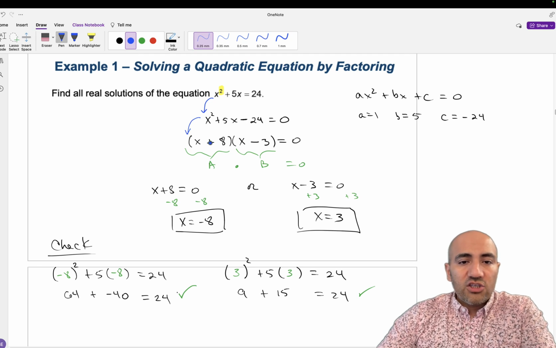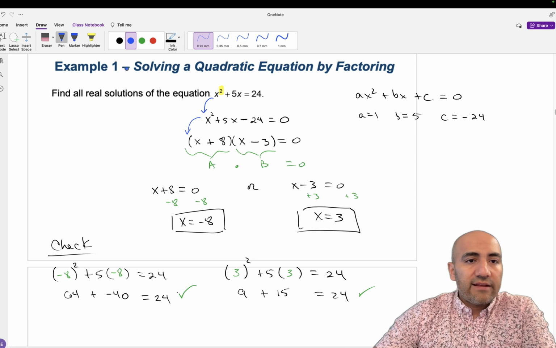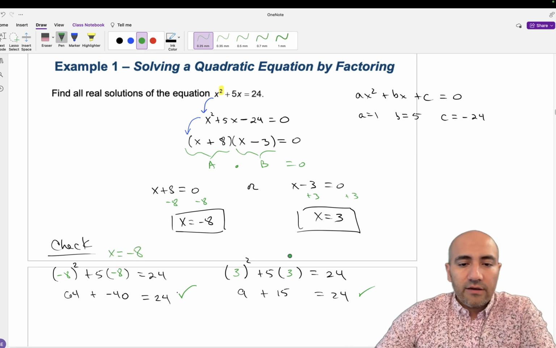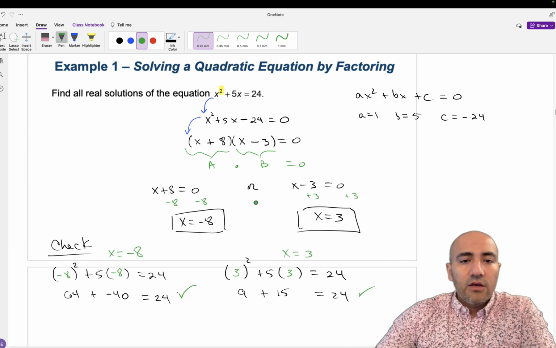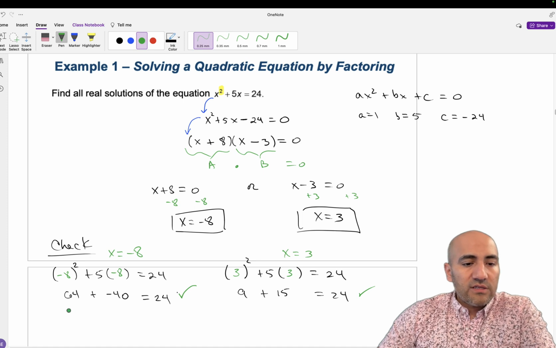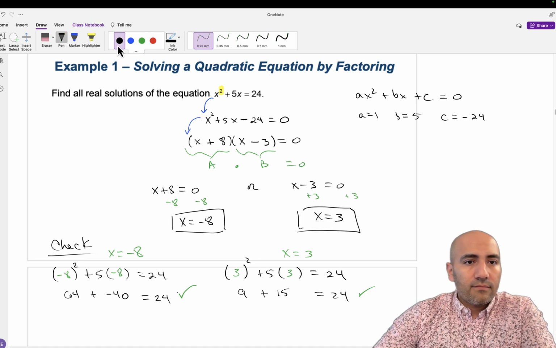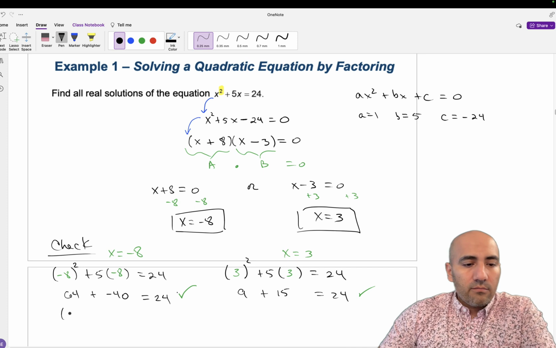So to check it against this equation, for x equals -8, let's put it over here. This is for x equals -8 over here, and this one is for x equals 3. We should be able to replace this equation and get a true statement. So this one is saying that blank plus 8 times blank minus 3 is equal to 0.